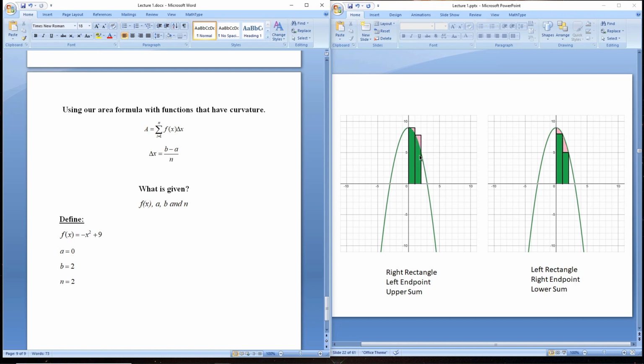Some people also like to call this the upper sum because it's an overestimate of the area. And if we go to our left rectangles, notice the left rectangles are always below the curve. And so the pink region over here represents an underestimate. So it's common for some people to call this the lower sum, since this will give us the lower estimate, and this one over here will give us the highest estimate.